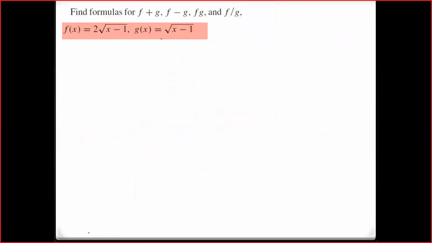Okay. Now, here, if you have these two functions, f of x equal to 2 square root of x minus 1, and g of x is square root of x minus 1, I want you to find f plus g, f minus g, f times g, and f divided by g. Let's start now with f plus g of x.